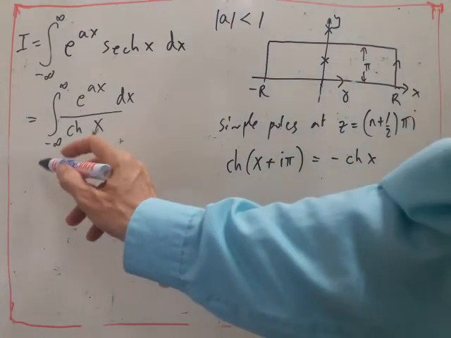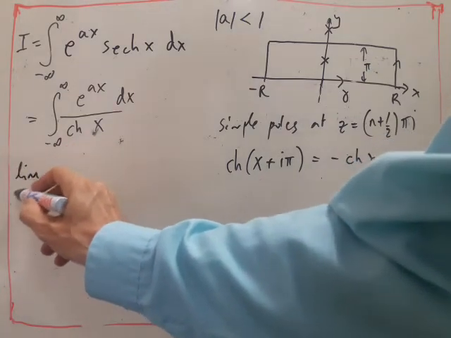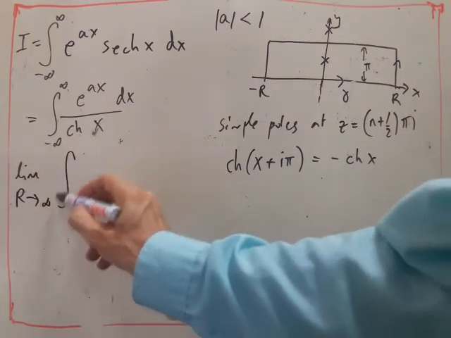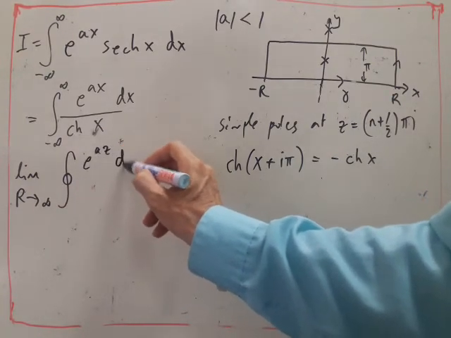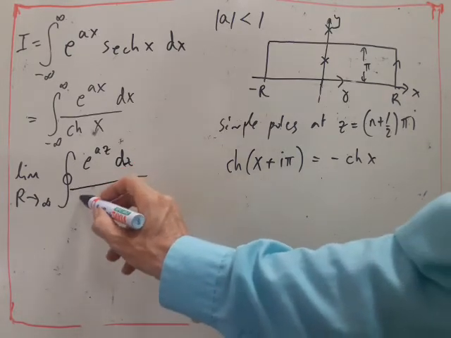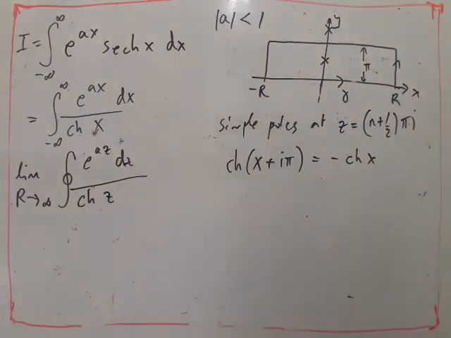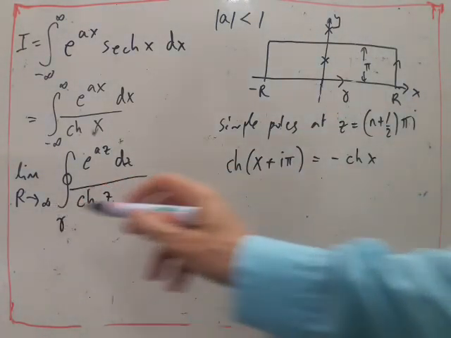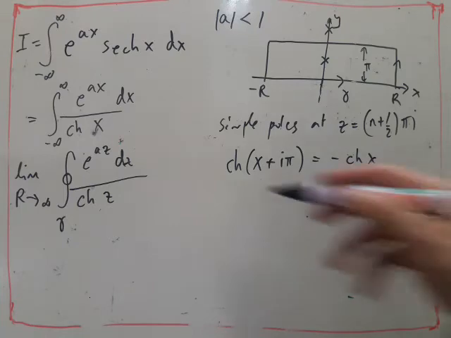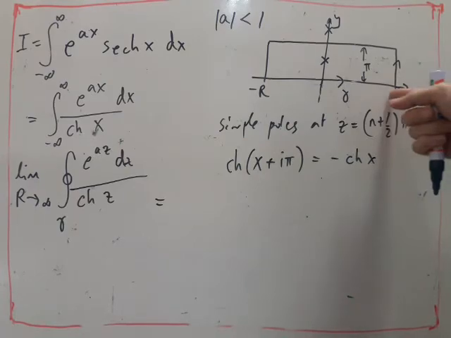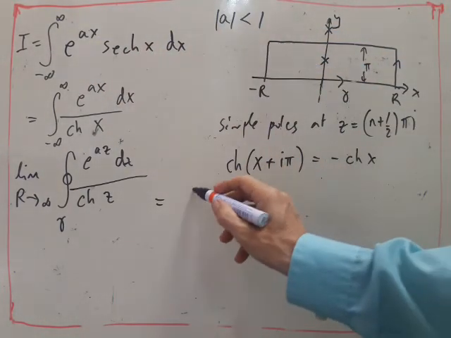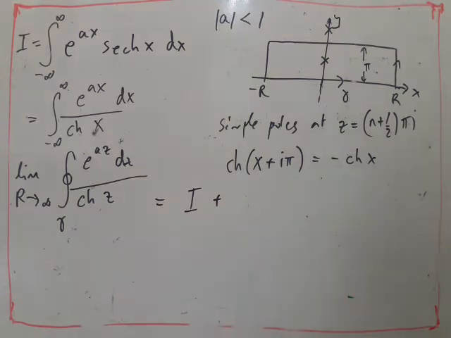So we consider the limit as r goes to infinity of e to the az over cosh z around gamma. As r goes to infinity, this along here is the integral we want. Then, if we're being thorough, we should consider this integral here and show that it goes to 0.